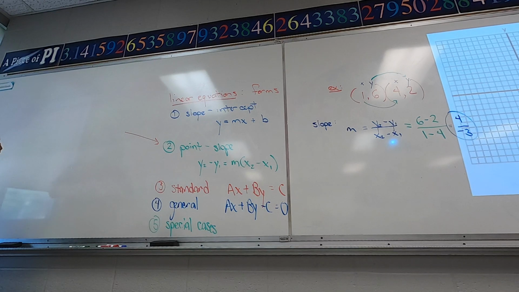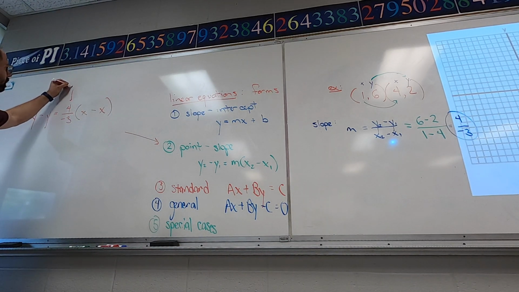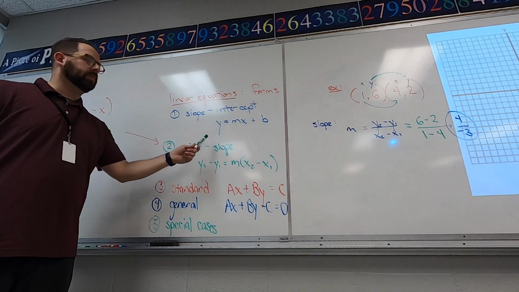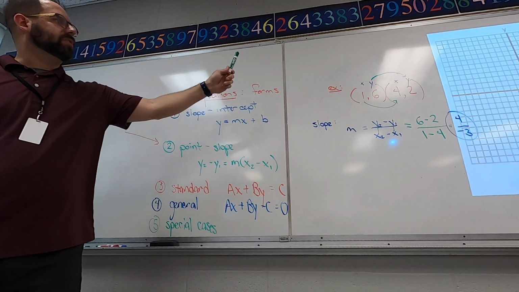So here's my final answer. Y minus y. My slope, what's my m? 4 over negative 3. X minus x. Okay, so almost there. I plugged in my slope. That was my m. Now, what you have to do is pick one of the two coordinates. Because again, it's a point, so we have to pick one of the points, and we already have the slope. So pick one of the 2 points right there.